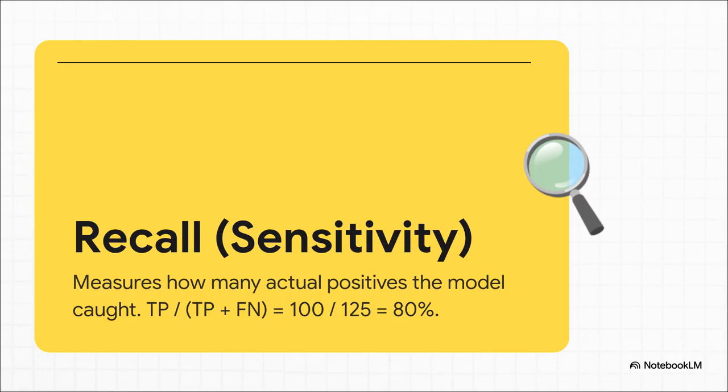And that brings us to recall, or you might see it called sensitivity. Now, this metric is a huge deal whenever missing something is really, really bad. Think about missing a fraudulent transaction, or even worse, a medical diagnosis. Recall asks a really important question. Of all the people who actually were a yes, how many did our model manage to find? Here, we caught 80% of them, which is pretty solid.